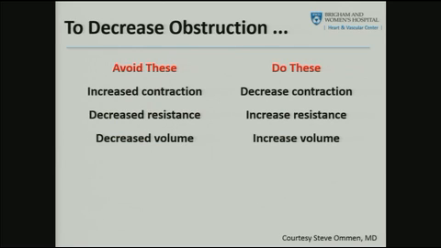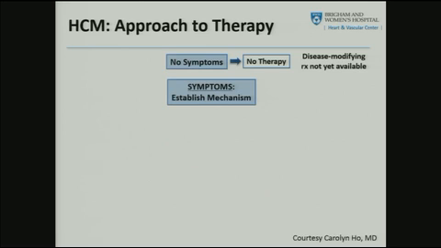So in general, to decrease obstruction, you need to avoid things that increase contractility and further squeeze the outflow tract, avoid things that decrease systemic vascular resistance, and avoid things that overly reduce preload, and do the opposite. Decrease contractility, increase resistance, and increase volume. And we have meds that do these things, and meds that do things we don't want to happen in HCM.